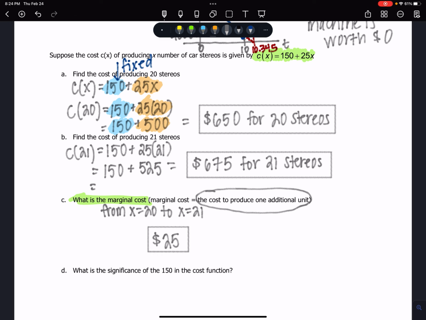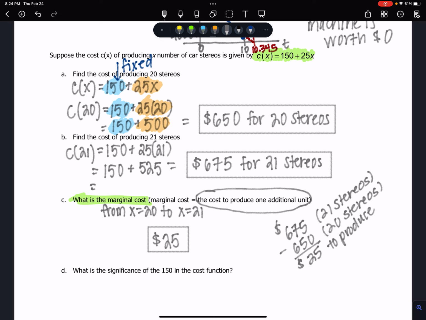Now, how can I get that? There's two different places that you can get that. I can take $675 for 21 stereos minus $650 for 20 stereos. Subtract those and I get the $25 to produce one stereo from x equals 20 to 21.